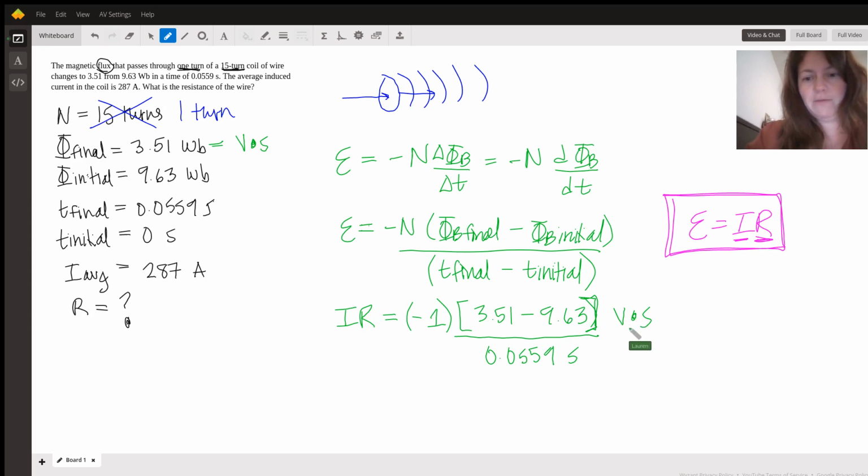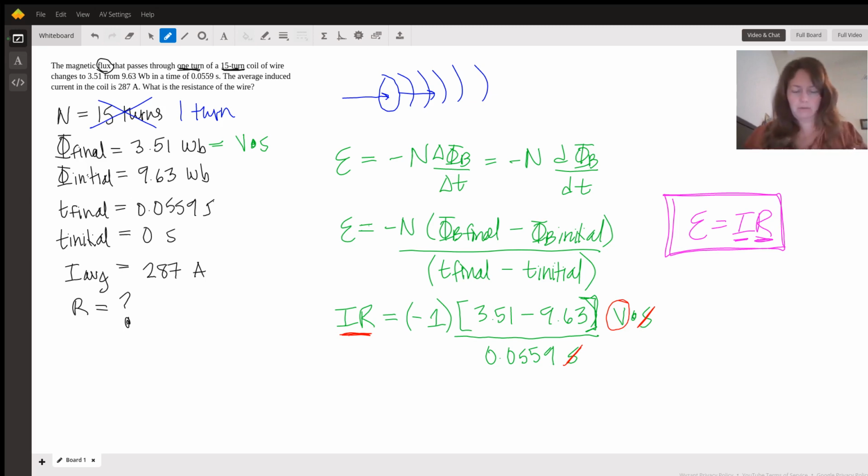So on the top, you're going to get volt seconds. On the bottom, you have units of seconds. And so the seconds are going to cancel out, and you're going to be left with units of volts, which is exactly what we should get. Current times resistance will give us a volt answer.